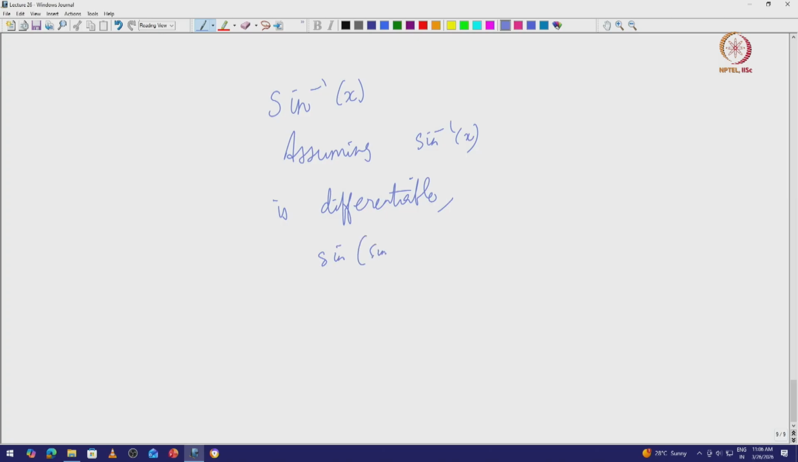We know sine of sine inverse of x is x. So by the chain rule, cos of sine inverse of x times the derivative of sine inverse of x is 1. So the derivative of sine inverse of x is 1 by cos of sine inverse of x. And this is what, 1 by square root of 1 minus x square, provided, and obviously x belongs to the right domain and so on and so forth, right?